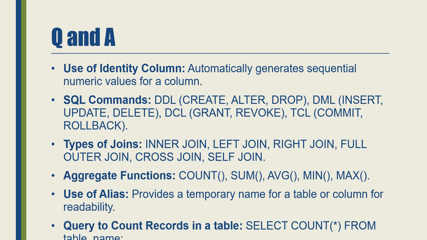Moving on, aggregate functions. Again, we have count, sum, average, min, max. And use of alias: it provides a temporary name for a table or a column for readability. If you want to rename a column, once a particular table is created you can't rename it, right? So if you want to rename some column, then you can use alias, a temporary name.